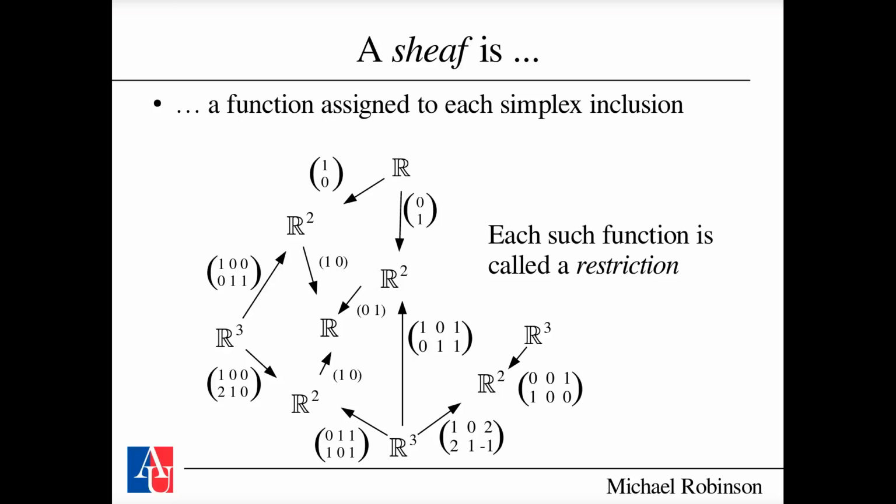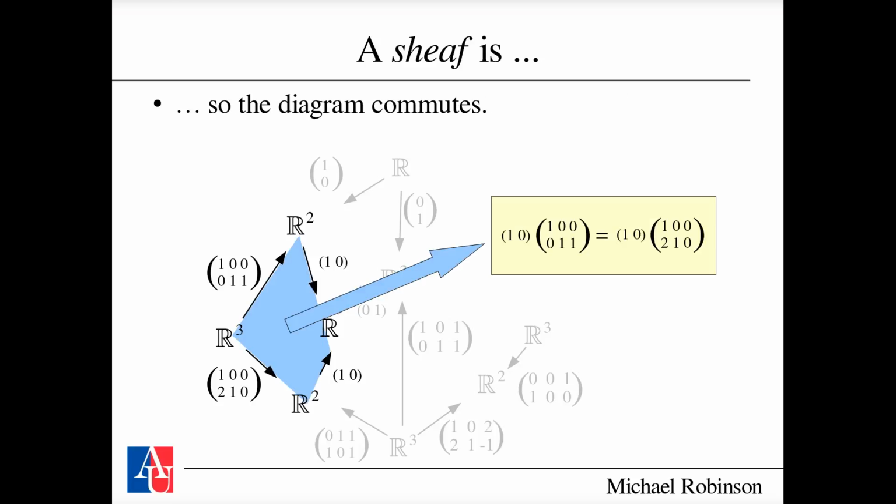And it's not just the stalks, it's also the restriction maps. Each one of those relations between faces, or face inclusions, is given a restriction map, and that restriction map has to be chosen such that the diagram commutes. All of those restriction maps have to be such that every time I walk around the diagram and compose maps as I go, that needs to be path independent.